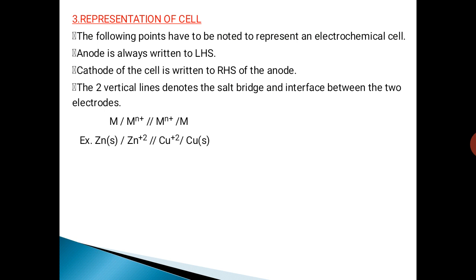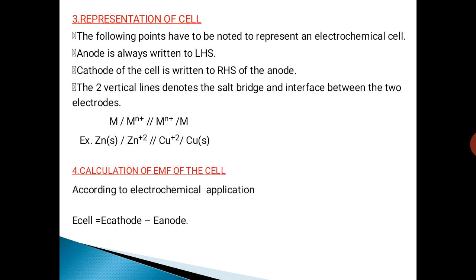So next is calculation of EMF of the cell, the electromotive force of the cell. The electrode potential of the anode and the electrode potential of the cathode combined will contribute to the electrode potential of the cell. Then what is the formula which relates them? It is nothing but this: E cell is equal to E cathode minus E anode. If E cathode value and E anode value are given, one can easily calculate the E cell value.